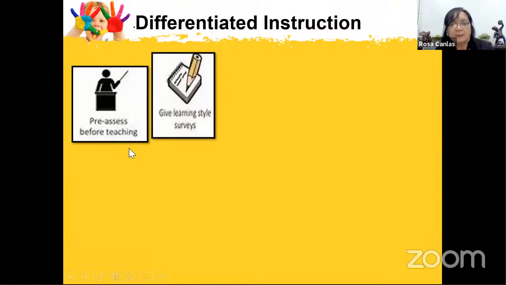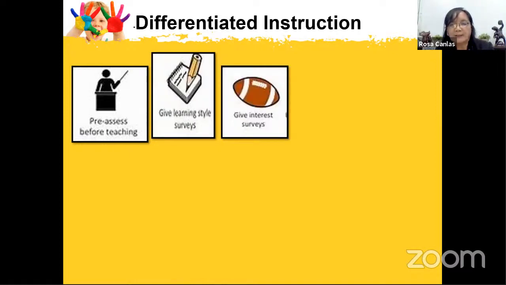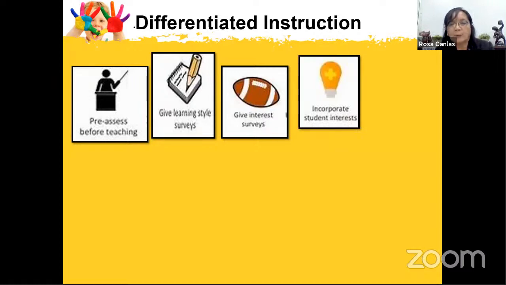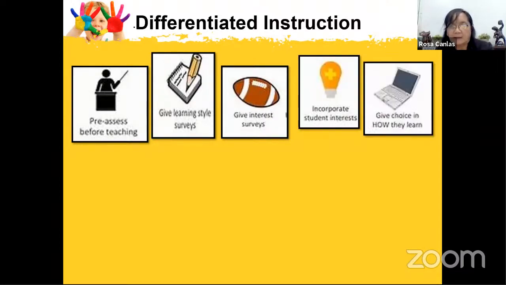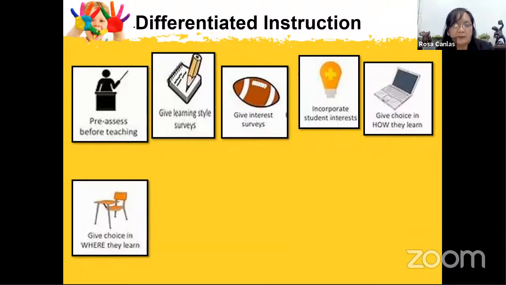Of course, we should always give them a learning style survey form. Then we have to give an interest survey, incorporate students' interests, and then give choice in how they learn. Then we give choice in where they can learn, especially if we are going to have this accommodation, in order for them to relax and not encounter difficulties in learning.